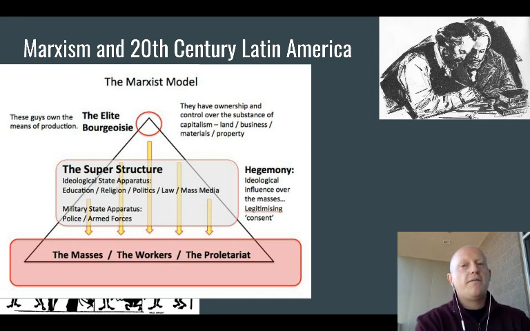The problem with a lot of their theorizing is that they were pretty idealistic. They had some concrete answers to how this was actually going to happen, but it never actually played out that way.